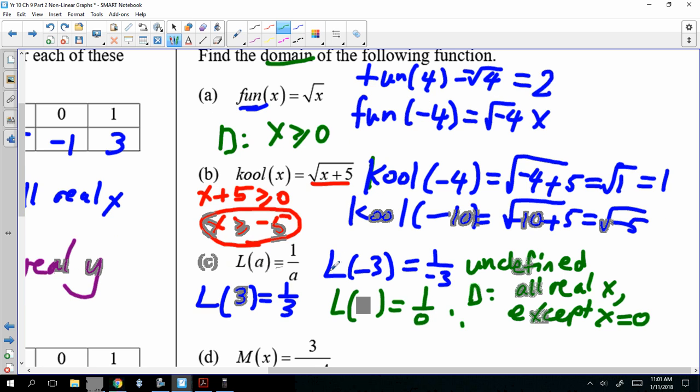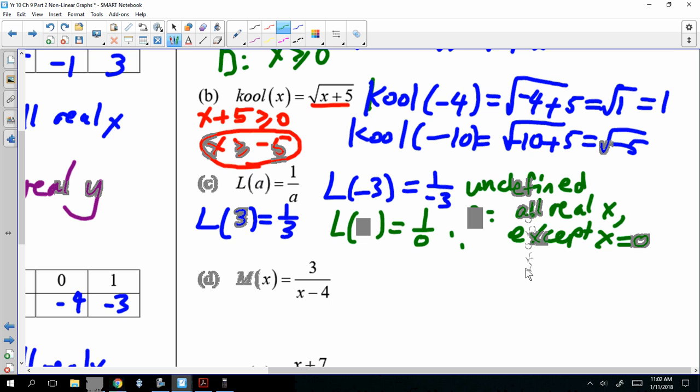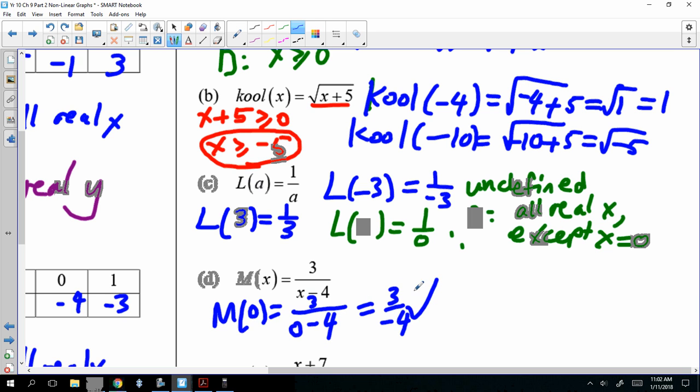All right, and then let's look at the next function, call it m of x. Now m can accept 0, right? 3 over -4, that's okay. You can't have 4, though. So to find the domain, just extract the denominator. Just write x minus 4 cannot be 0, which means x cannot be 4. So that's what you do. You have a polynomial in the denominator, so you say all real x except x equal to 4. Okay, good, like that.